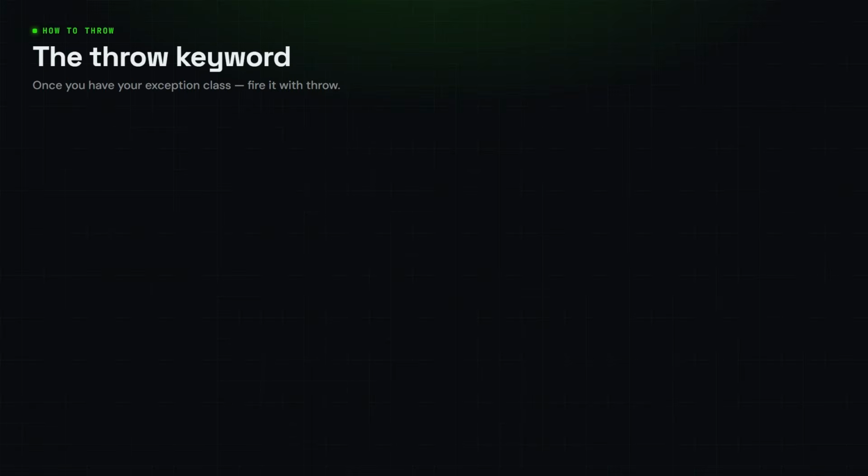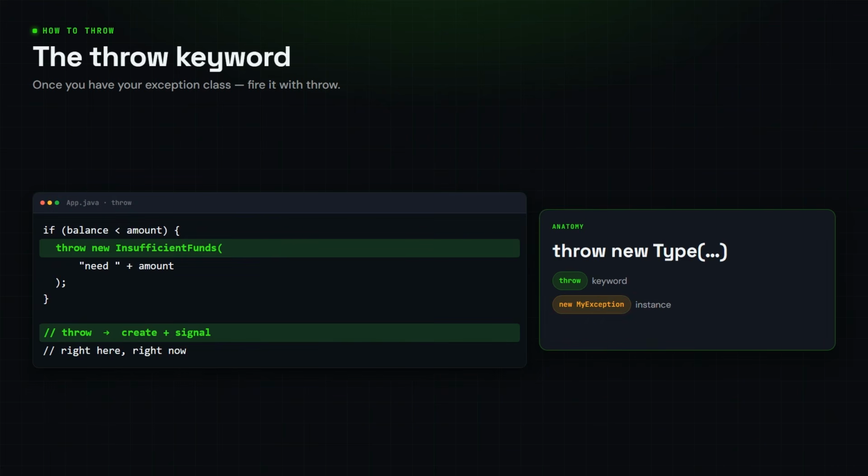Once you have your exception class, how do you throw it? Well, you use the throw keyword. Okay? We have thrown the exception. Let us now handle an exception which can be thrown by others.